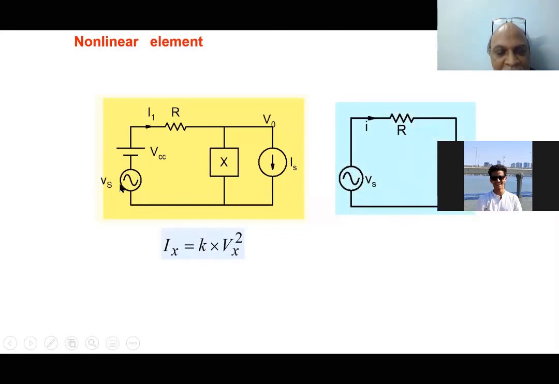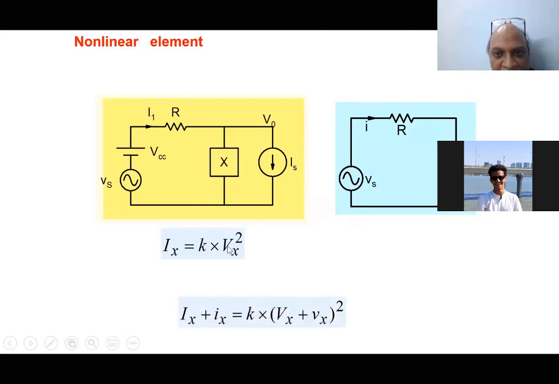The incremental equivalent circuit is built by building the incremental model of all the elements. So we keep this change here, vs. The battery, because no incremental change in this voltage occurs, so that's 0. That's why it becomes a short. Resistor stays a resistor. Current source has no incremental change in current, so that is small i equal to 0, so that's why it's an open circuit. And we now have to replace this element by an incremental device model.